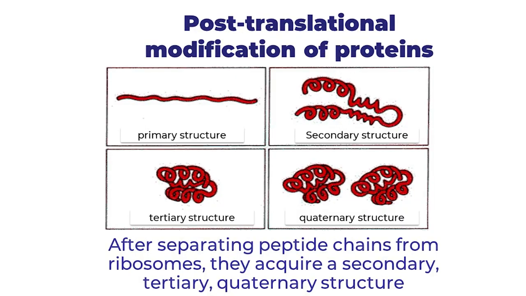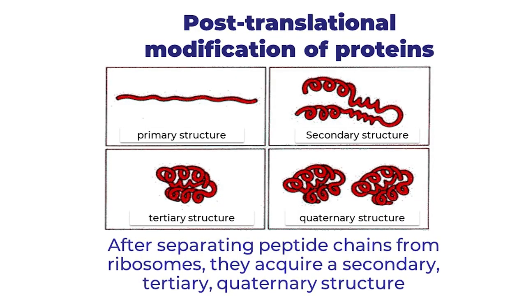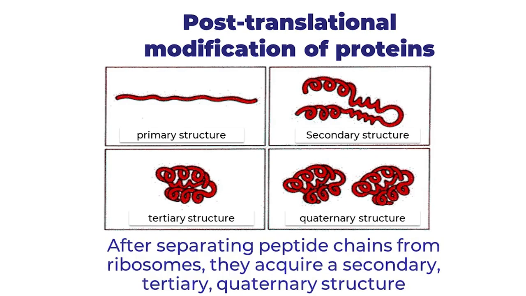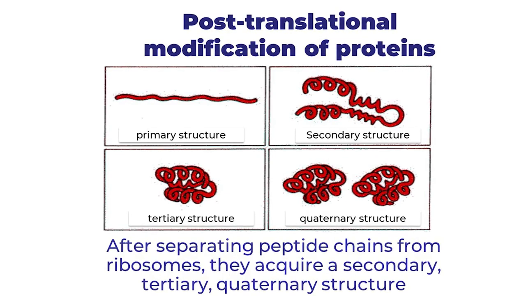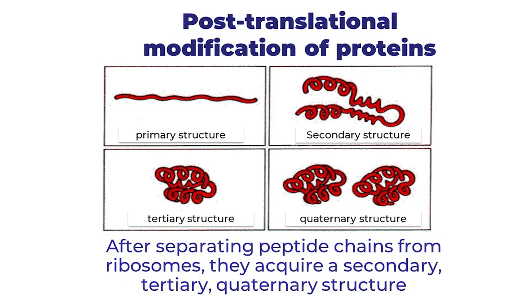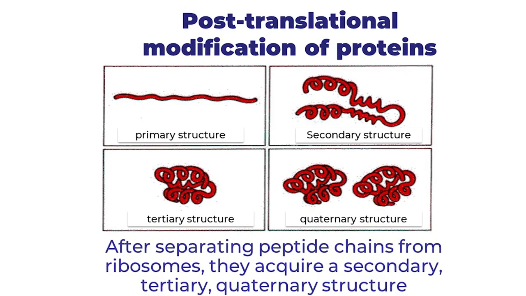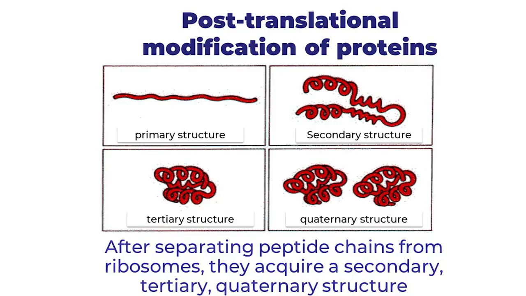After separating from the ribosomes, peptide chains acquire a secondary, tertiary, and quaternary structure. This is the post-translational modification of proteins. So, protein biosynthesis is under the direct control of the genetic material of the cell. Okay, let's watch the video and try to remember the cell structures which take part in the transmission of hereditary information. Try to determine the stages of protein biosynthesis.